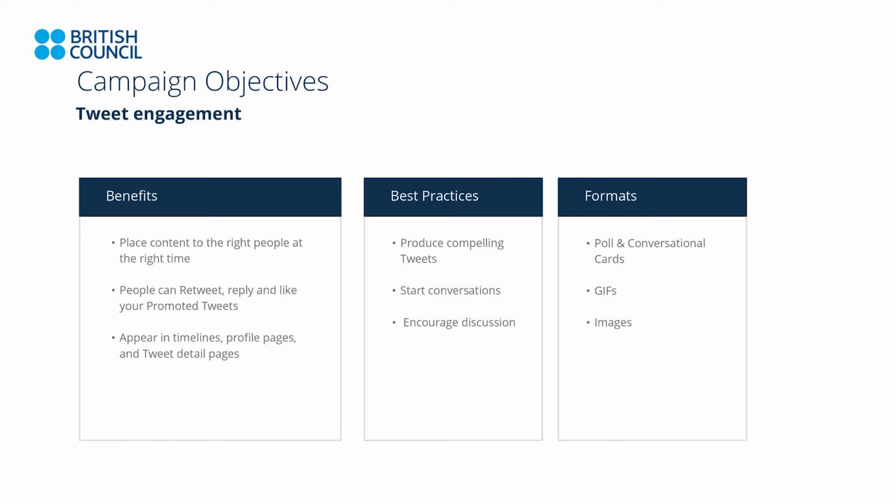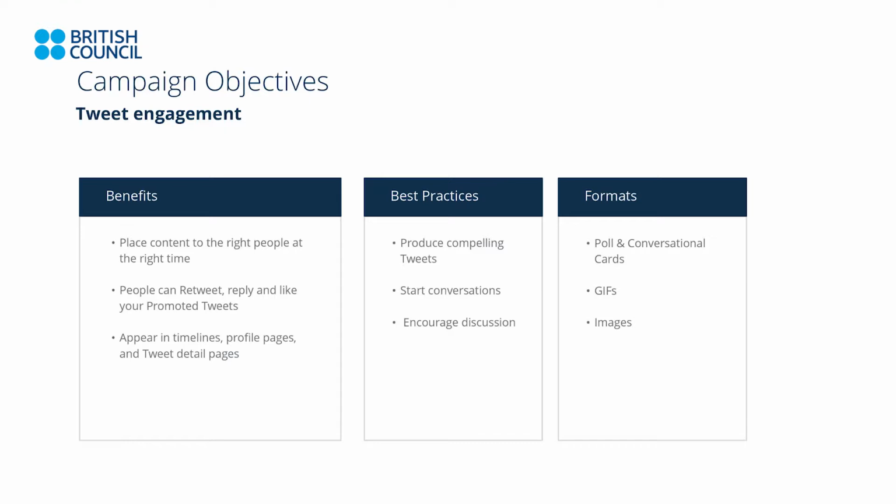So a lot of people other than your followers would see the content you're putting out there. 2, place content to the right people at the right time. 3, people can retweet, reply, and like your promoted tweet. And 4, you can appear in timelines, profile pages, and tweet detail images and pages. What are the best practices?